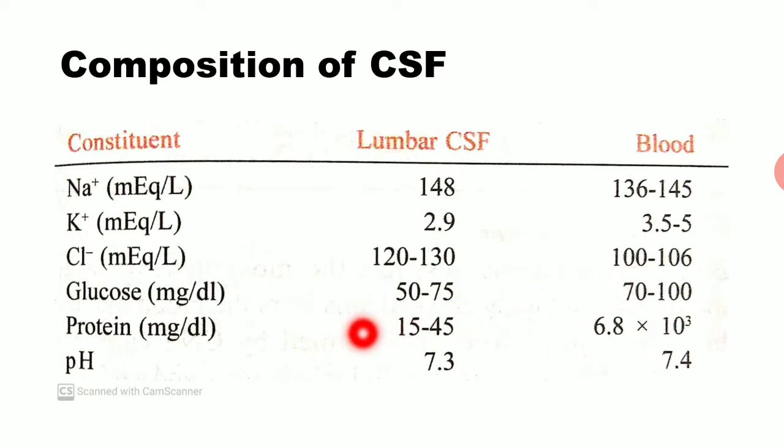Now glucose in CSF is 50 to 75 milligram per dl, and in blood 70 to 100 milligram per dl. Protein is about 15 to 45 in CSF, and in blood protein is about 6.8 into 10 raised to 3 milligram per dl. The pH of CSF is 7.3 and the blood pH is 7.4.